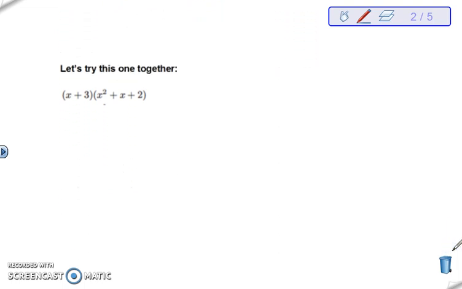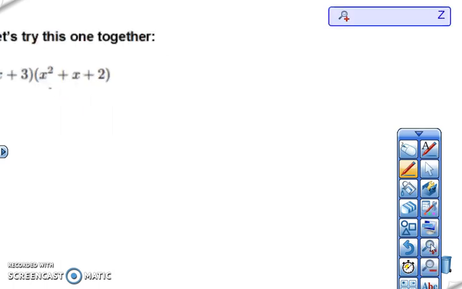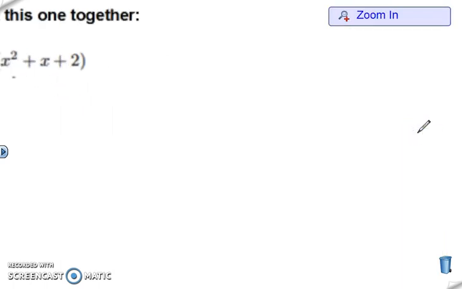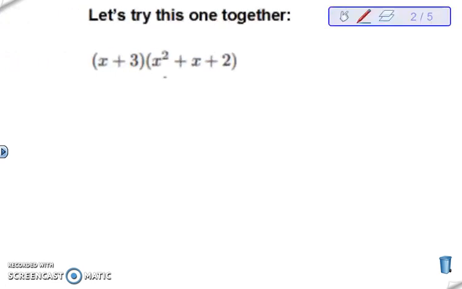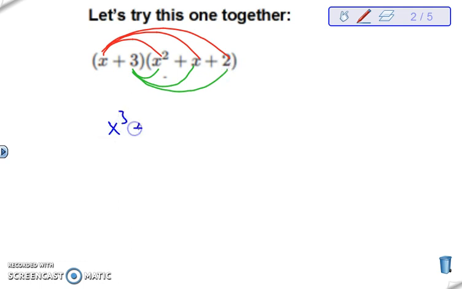Next example, we're going to take a binomial and multiply it to a trinomial. In other words, we're taking a parentheses with 2 terms, multiplying it to one with 3 terms. But the distribution still works exactly the same way. So the x goes to all 3, and then the 3 distributes to all 3 terms. So x times x squared is going to give us x cubed. x times x is going to give us x squared. x times 2 is going to give us 2x.